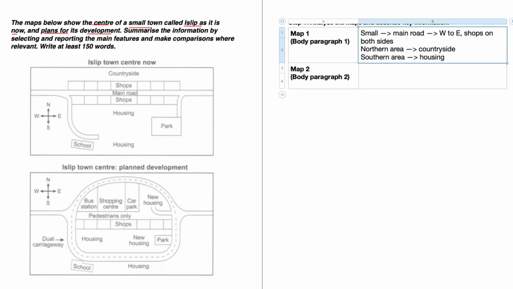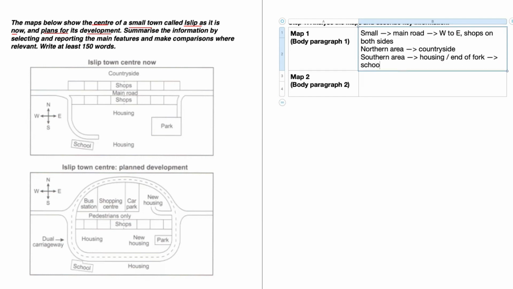We also see a school. And what I see here is basically a fork. If you're coming from this road here, you see that there are two options. So we see an option to continue on and an option to head south. So that is the fork. At the end of the fork, we see a school. So I'm going to say end of fork. We see here a school. And that would be in the southwest corner.